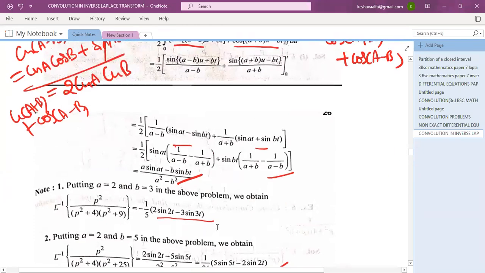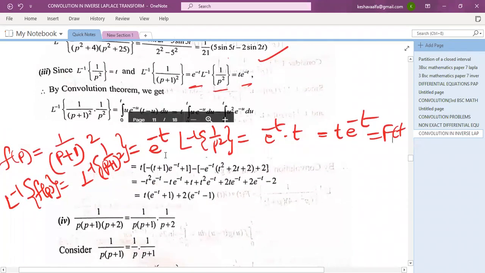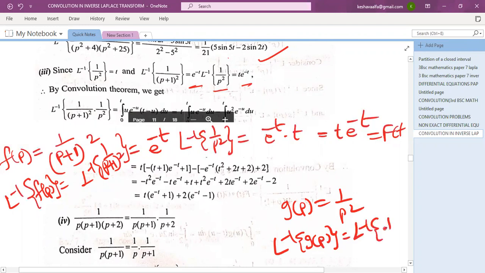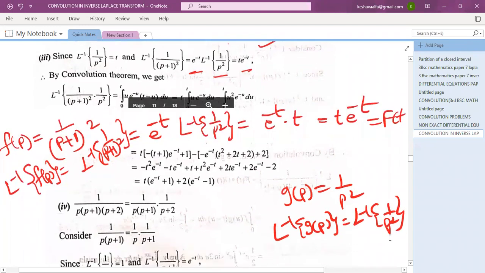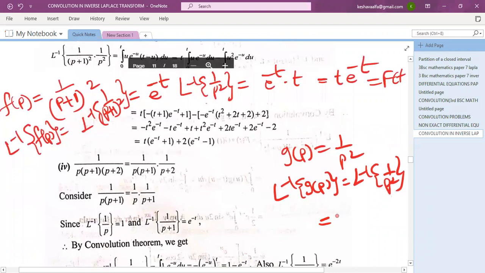So what is g of t? g of p is equal to 1 by p square. So L inverse of g of p is equal to L inverse of 1 by p square, which is equal to t. This is our g of t.